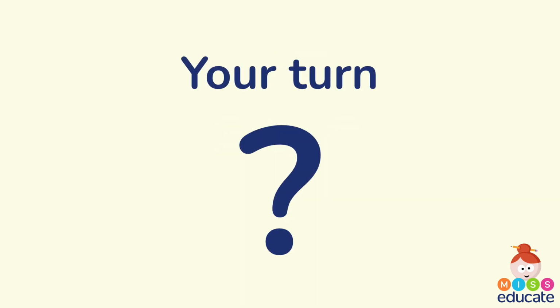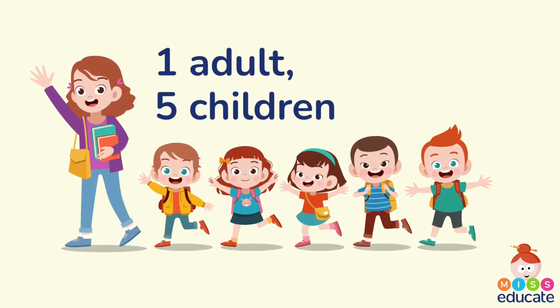Okay, it's your turn now. I'm going to show you a picture and I want you to think about what the ratio would be in this picture. So you could write this down on a piece of paper in front of you, or you could tell the person next to you or tell an adult if you're working with an adult. Let's have a look. So we have 1 adult and we have 5 children. So I would like you to think about what is the ratio of adults to children. Pause the video, have a think, and then try to remember all those different ways you can write down the ratio.